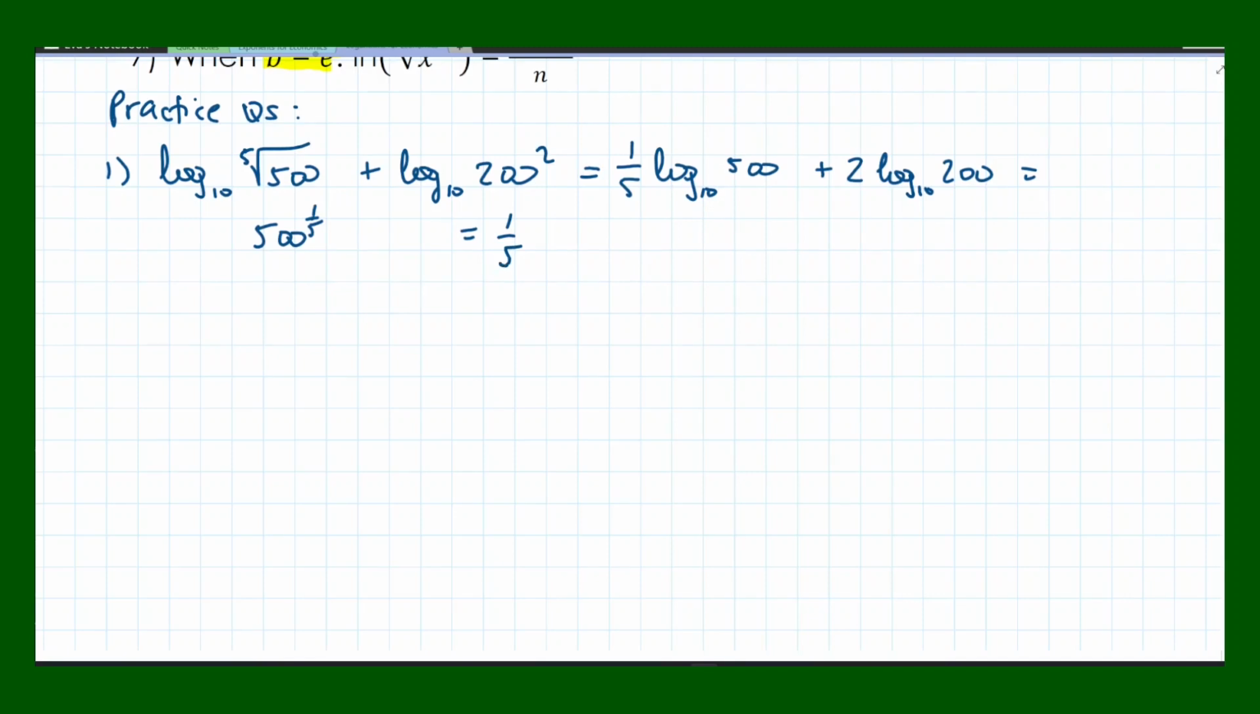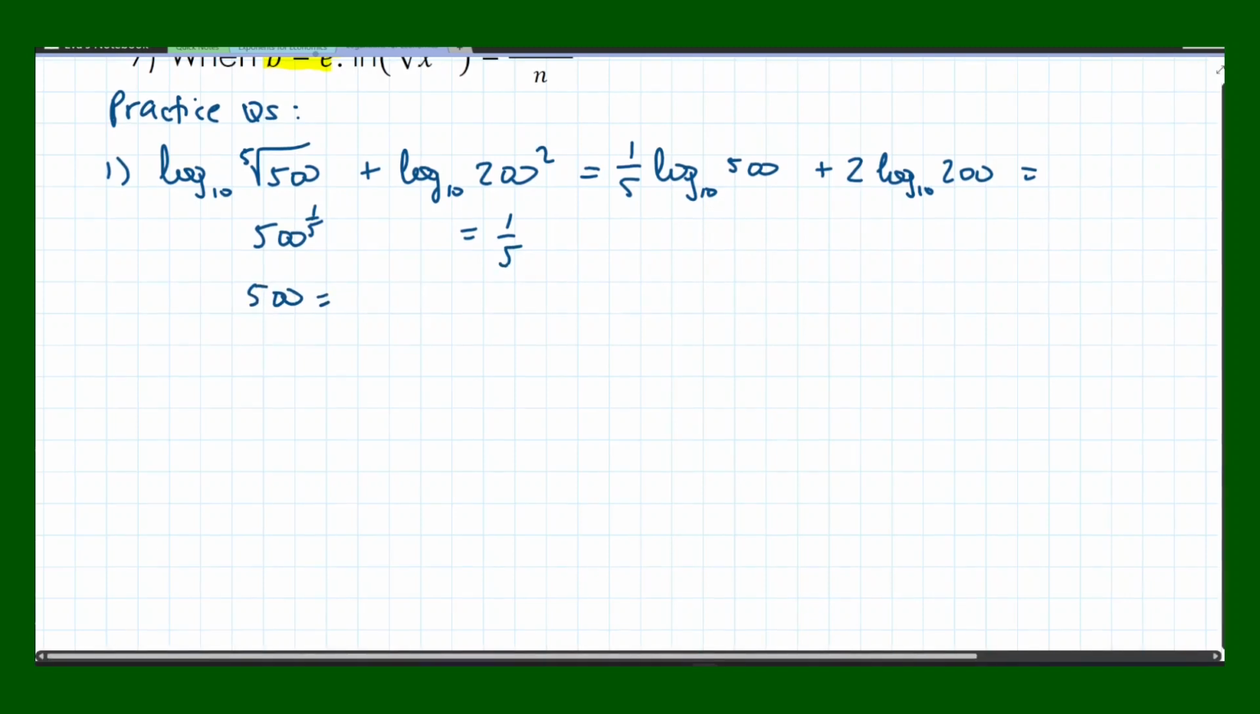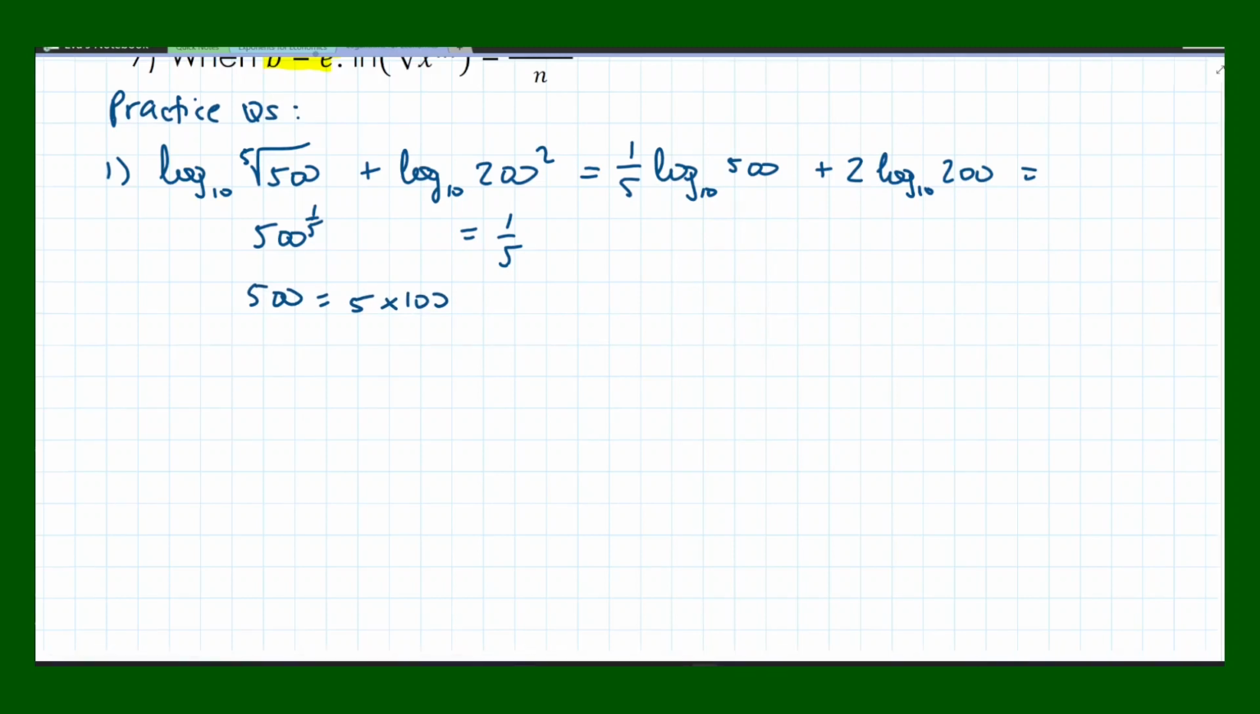Now, the next thing I've noticed, I'm going to keep the 1 over 5, is that 500 is equal to 5 times 100. Now, why do I want to do this? I want to do this because 100 is the square of 10. So I will be able to replace log base 10 100 with 2. So I'm going to rewrite this as log 5 times 100. And I'm going to do the same for 200, in the sense that I'm going to replace that with 2 times 100.